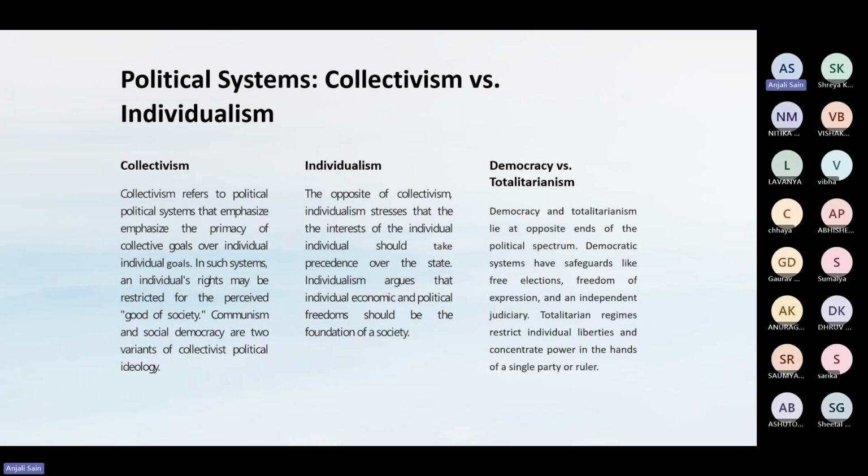Individualism argues that individual economic and political freedom should be the foundation of the society. Individualism states that I should focus on the individual interest first, before focusing on the interest of the state.